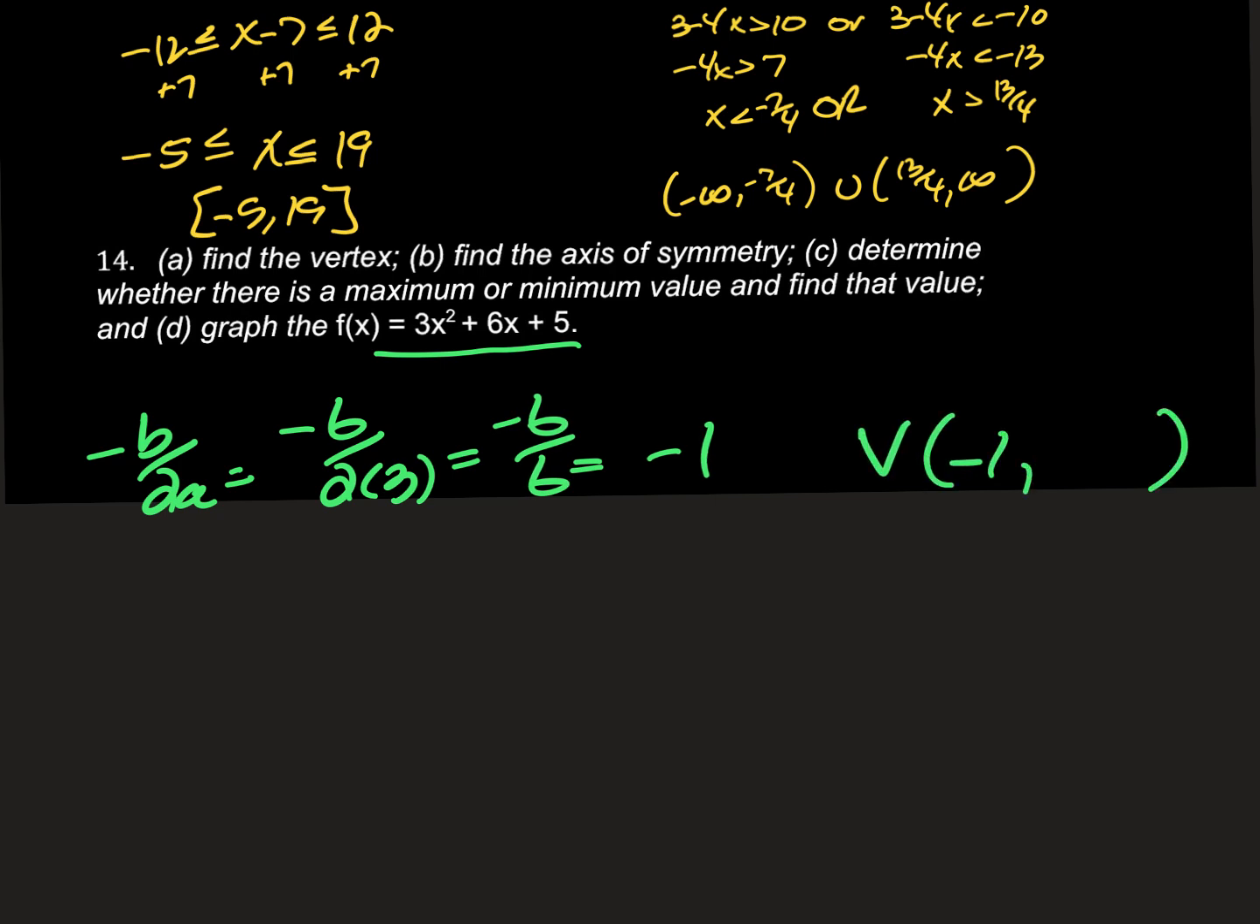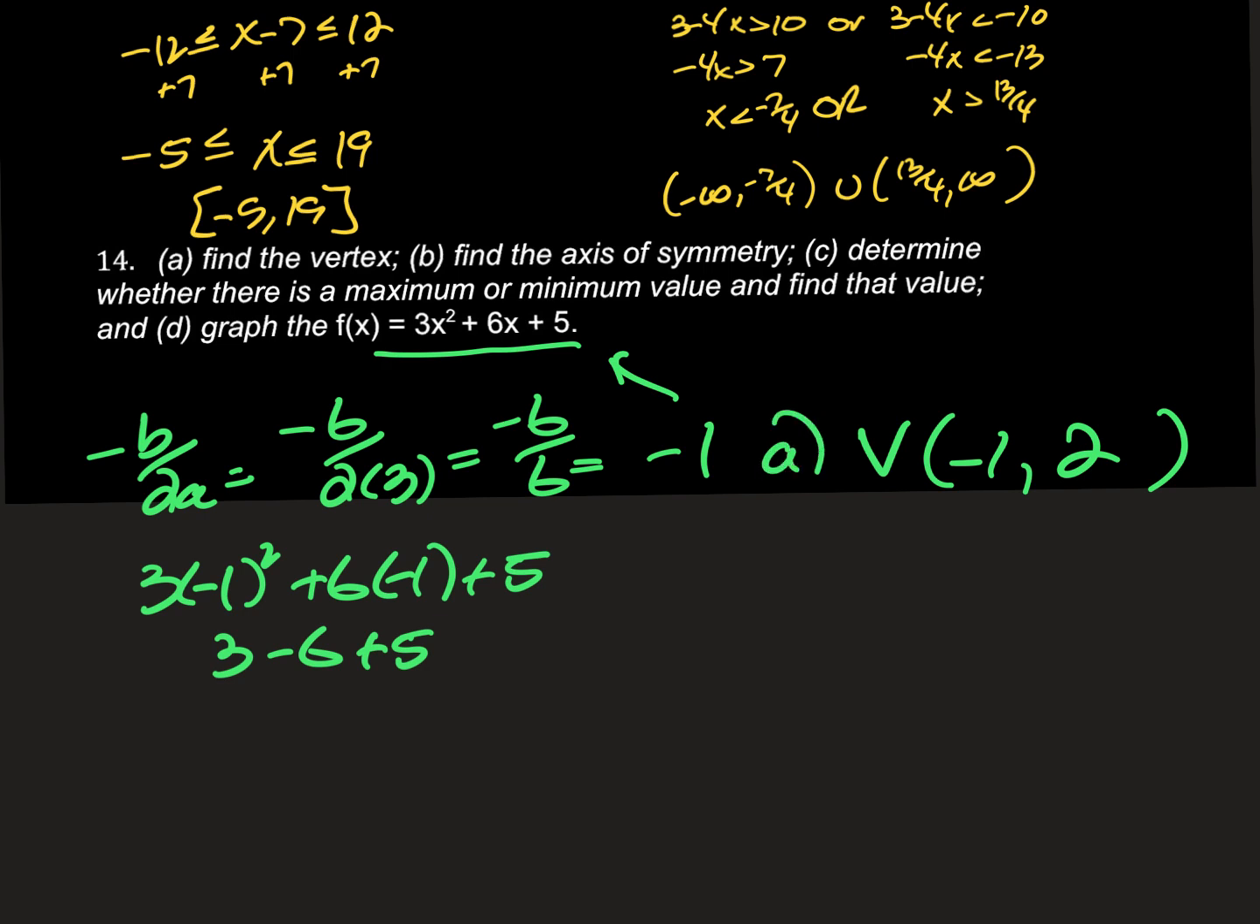To figure out what it is, I'm going to plug the negative 1 back in there. That would give me this, 3 times negative 1 squared, minus 6 times negative 1 plus 5. That's going to be 3 minus 6 plus 5, which is 2, by the way. So there's my vertex. That's part A. Part B says find the axis. Don't forget, when you do the axis, you must put x equals, and it always equals the x-coordinate. x equals negative 1.